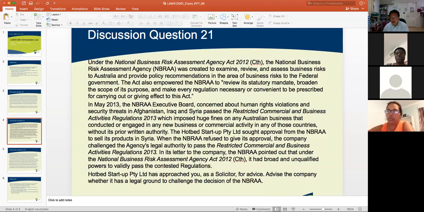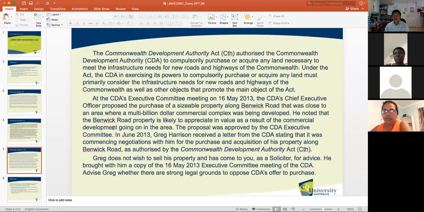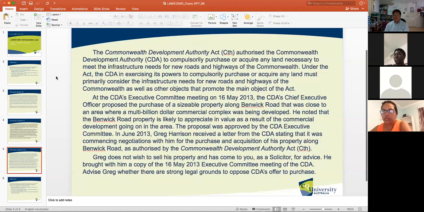Well, we initially had 2 questions, and I thought we just might run out of time, given that oftentimes there's just 2 or 3 students appearing. So I came up with a 3rd question, which is almost similar to the first question, but I just changed the facts a bit. Can somebody read question 21A for us?